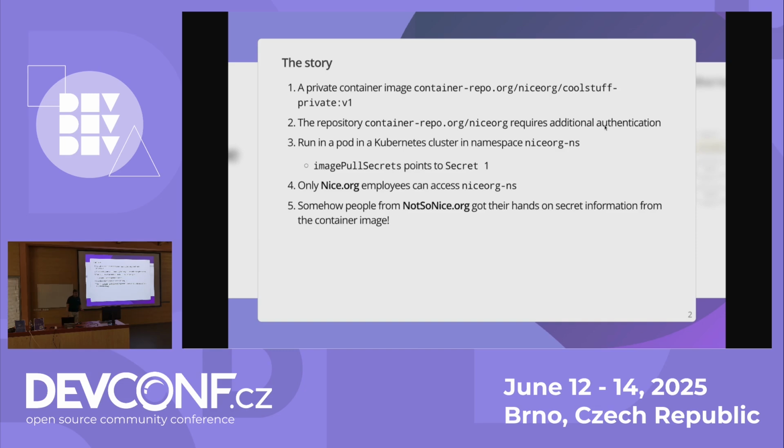But for some reason, it appears that people from not-so-nice.org got their hands on the secret information that was inside of your private image. But how could that be? They do not have access to your namespace. They do not have access to your container repository, right? Because they don't know what the credentials would be. So how did they get their hands on the secret that was inside of your image?